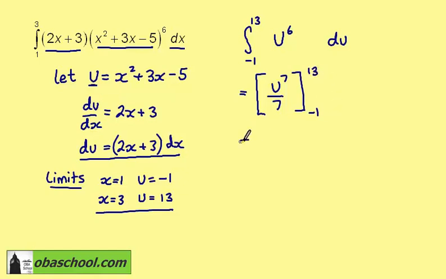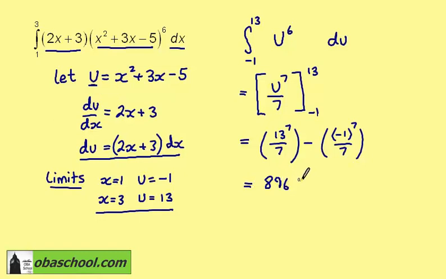So to evaluate, we just substitute the limits in the usual way. 13 to the 7 over 7, take away minus 1 to the 7 over 7, and evaluating this on the calculator gives 8,964,074.